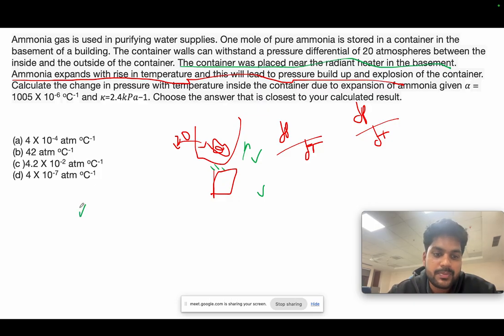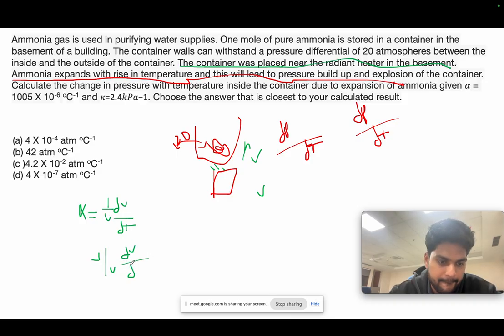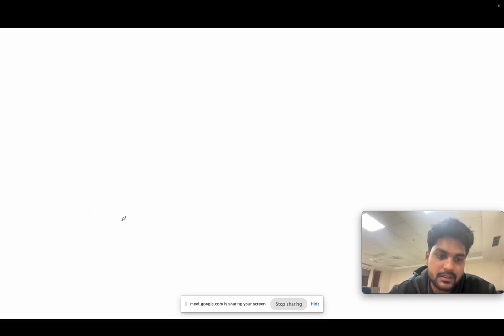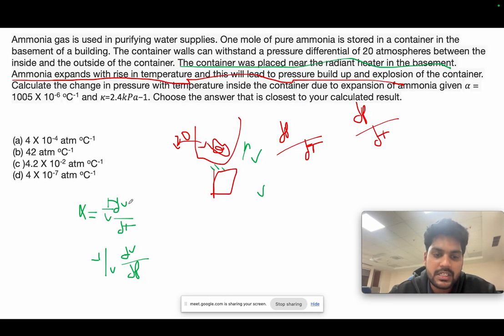If you remember the expansion formula, the volume expansion, we have the formula of 1 by V dV by dT. And the compression formula, we have minus 1 by V dV by dP. I'm not talking about the partial differentiation, which is at constant pressure and constant temperature. I'm talking about the normal differentiation. So this is what we are getting.